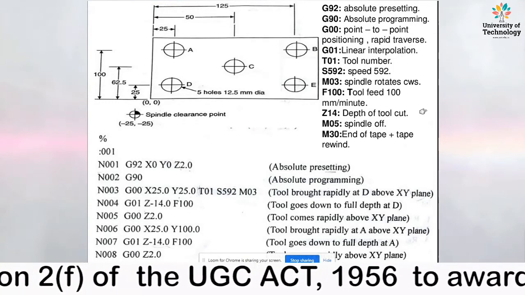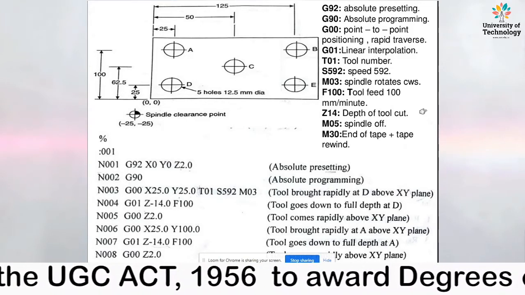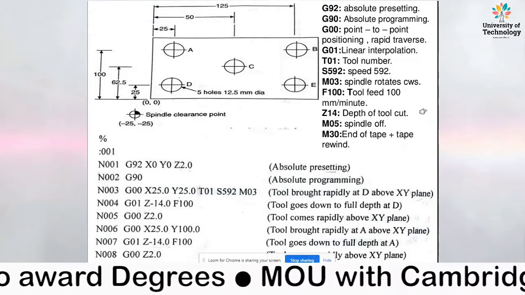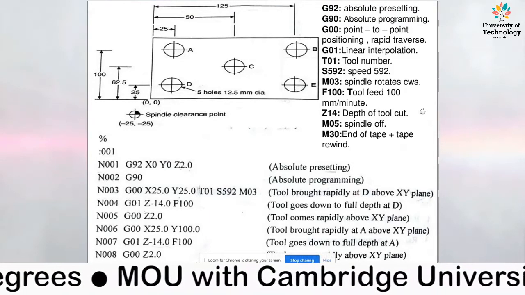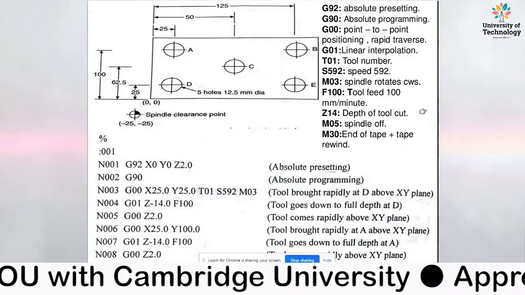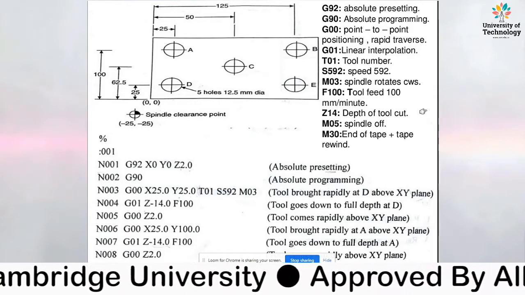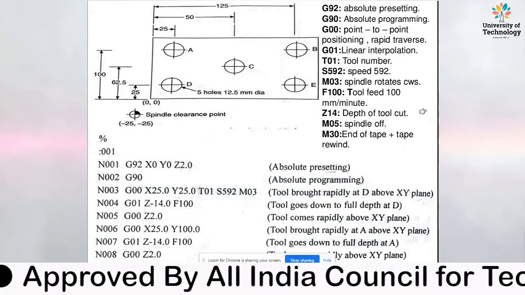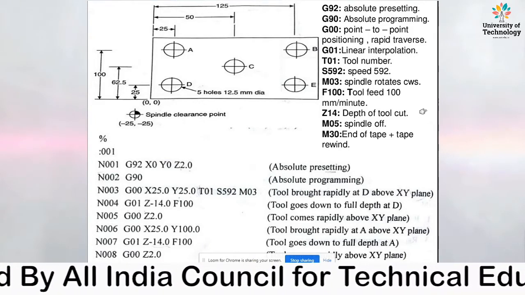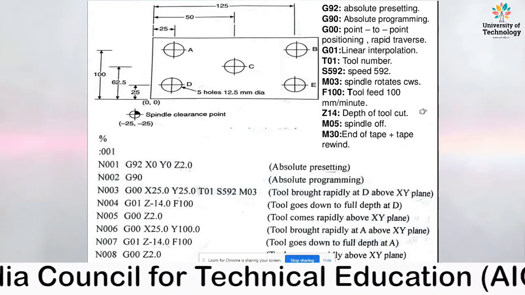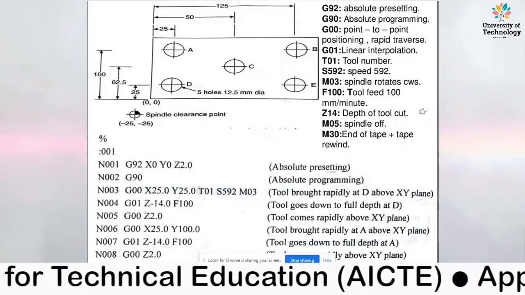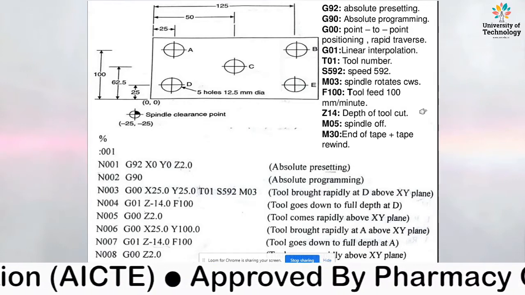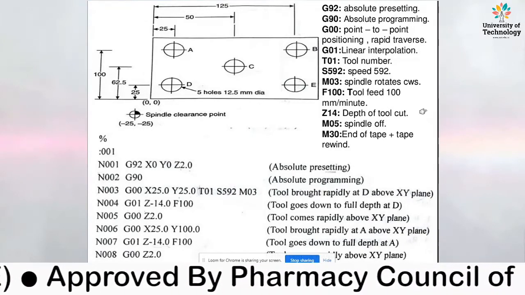First of all, in the first line, N001, G92 X0 Y0 and Z2. Z2 means above the workpiece or work plate, the position of the drill bit. This is the absolute presetting. In N002, G90, absolute programming.